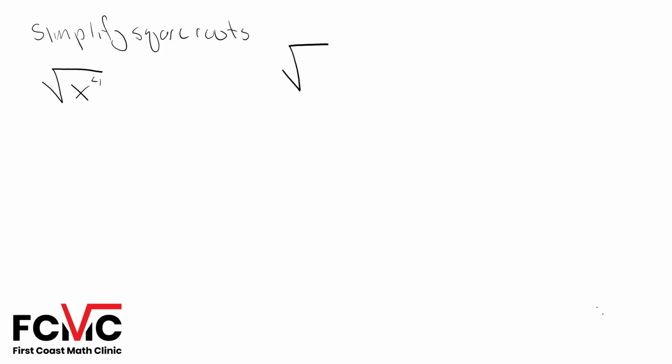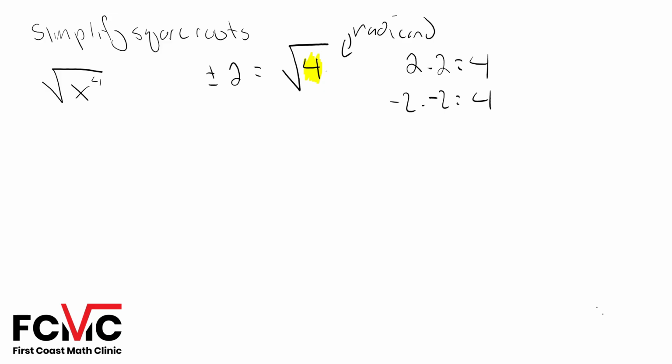We know our square root has a radical symbol, and the value under the radical symbol is known as the radicand. So if we're taking the square root of 4, 4 is our radicand. Then when we take the square root, we're basically asking what number times itself is that radicand, or is 4? And we know that 2 times 2 is 4, negative 2 times negative 2 is also 4, so our answer to this is going to be positive and negative 2.